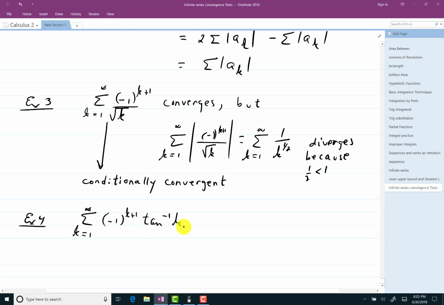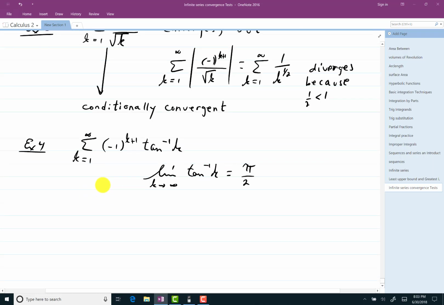Well, what's this going to do? Take a look at tan inverse first of all. First, determine if the series is going to even converge at all. Take a look at the tan inverse k term. The limit as k goes to infinity of tan inverse of k equals, well, as k goes to infinity, tan inverse goes to pi over 2.